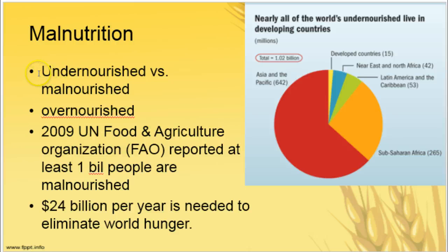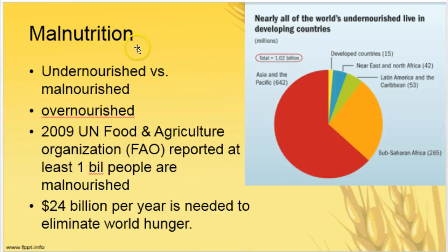So if you're undernourished, you just don't get enough calories, period. You don't have enough food to survive at your current weight. If you're malnourished, it's a little bit different because you're just not getting the right nutrients. So you might be getting enough food, but you're not getting everything that you need.